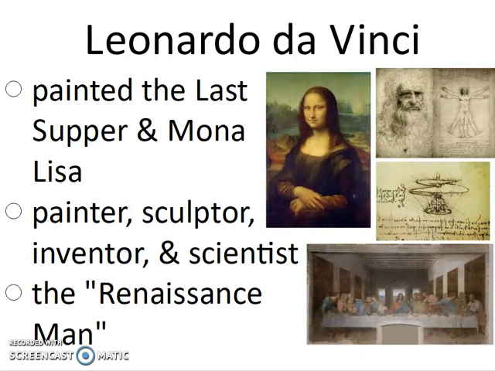Leonardo da Vinci, arguably the most important figure of the Renaissance. He is known as the Renaissance man. He's going to paint the Last Supper, which is this painting, right, of Jesus and the apostles having the Last Supper, as well as the Mona Lisa. He's also a sculptor, he's an inventor, he's a scientist, he studies anatomy, he creates all kinds of things, including detailed drawings for a helicopter that would not have functioned in the Renaissance, but with modern technology does function.